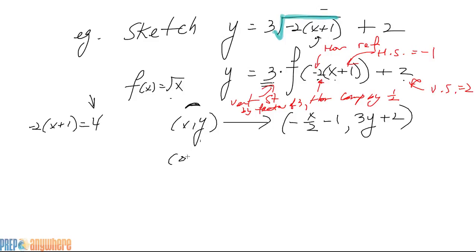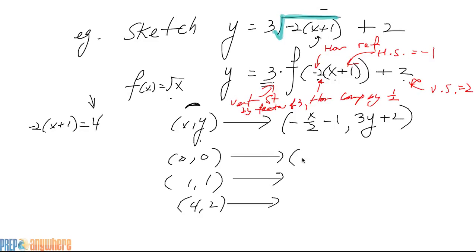All right, let's get our 3 popular points in the root function. These ones. Let's move them. Okay, so (0, 0) will become (-1, 2). (1, 1) will become (-3/2, 5). (4, 2) will become (-2, 8). And (9, 3) will become (-4, 11).